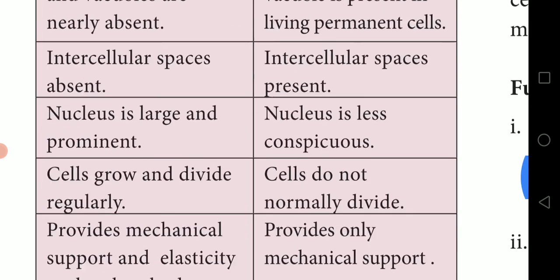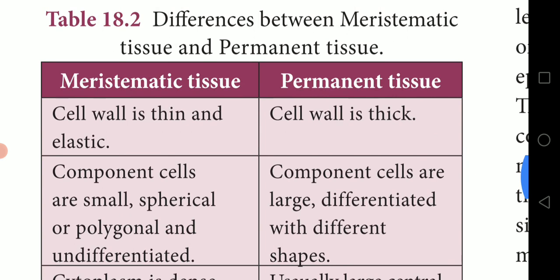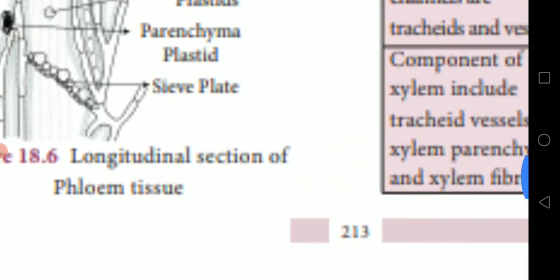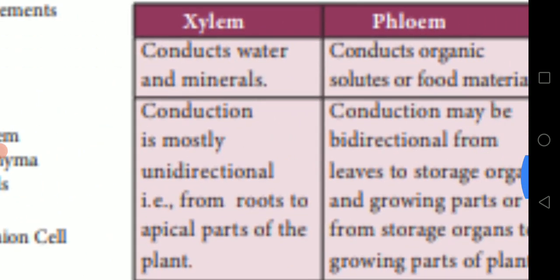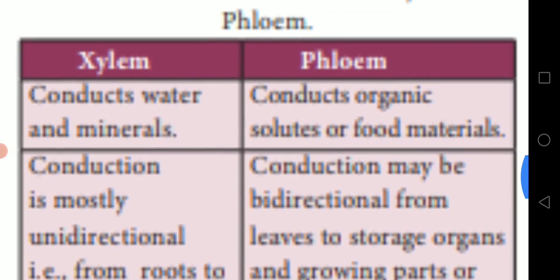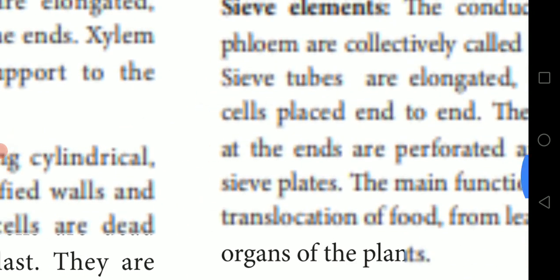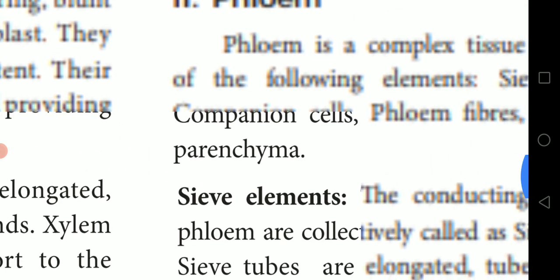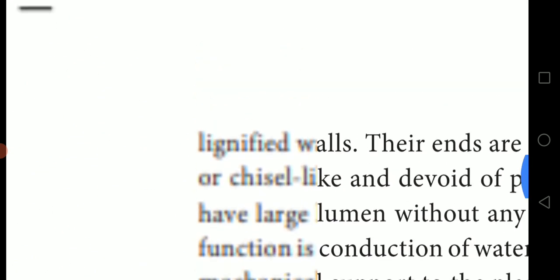We will continue animal tissues in the next class. Today we have seen the differences between meristematic tissues and permanent tissues, and also the differences between xylem and phloem. This is important, you have to learn it. We have also seen the different components of the xylem and of the phloem. Just go through it and learn it today itself.